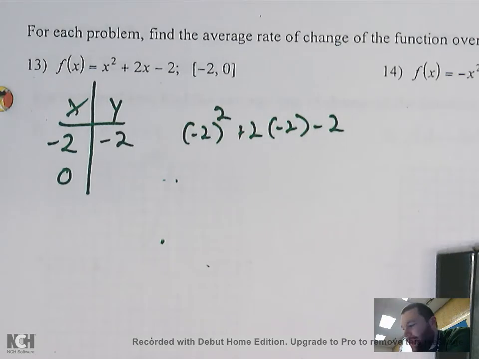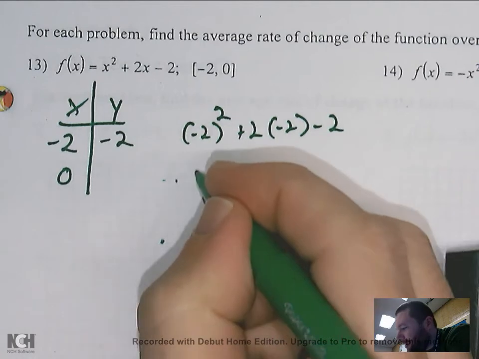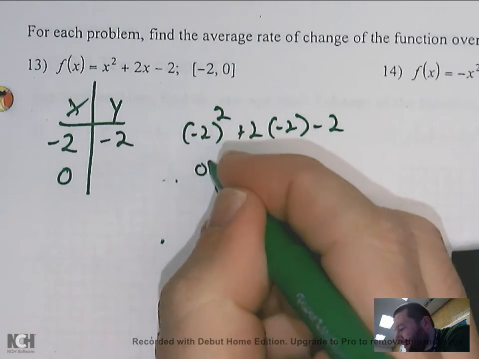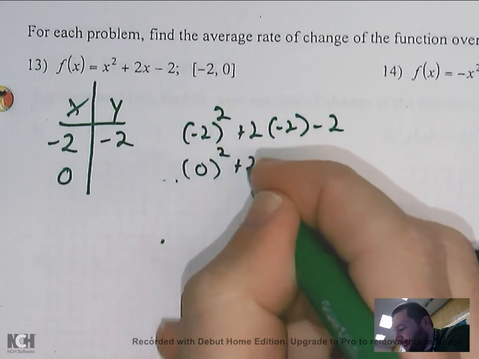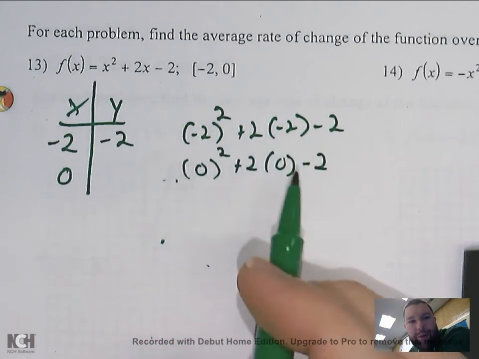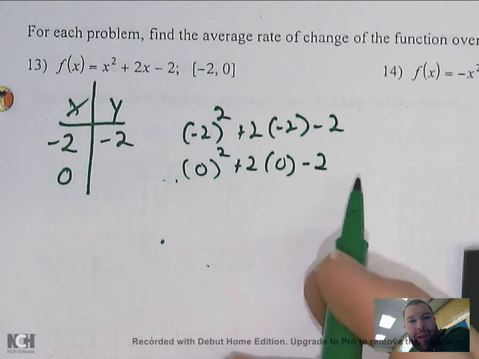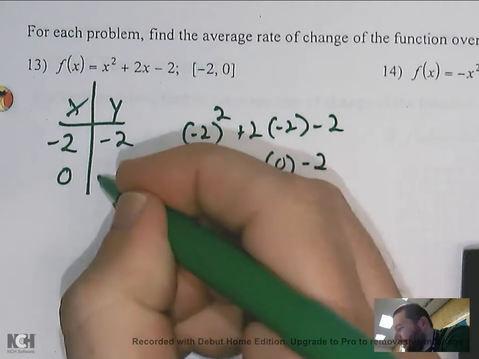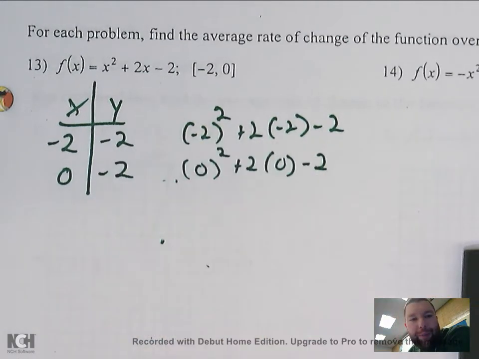Then you're going to do the same thing with 0. I don't know if you necessarily need to use your calculator so much on this one because it's going to be pretty obvious. 0 squared is 0, 2 times 0 is 0, and then 0 minus 2 is -2. So it is also -2.